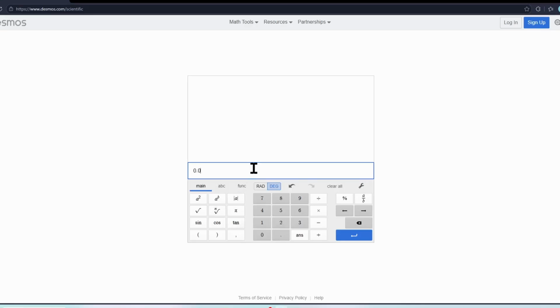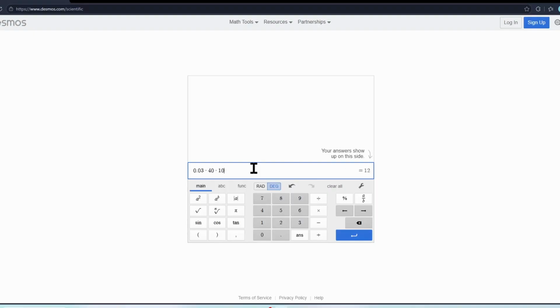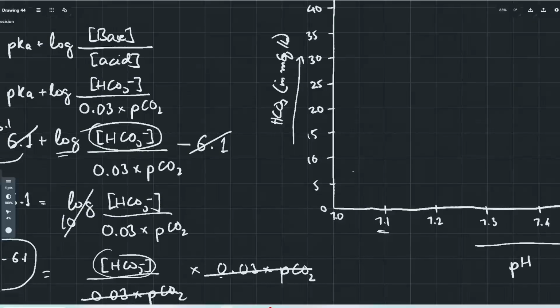So, 0.03 into 40 into 10 raised to power 7.1 minus 6.1. Okay, so I think this is correct. The answer is 12. So at 7.1, our answer would be 12, which would be somewhere here, like this. So let's put a dot here.